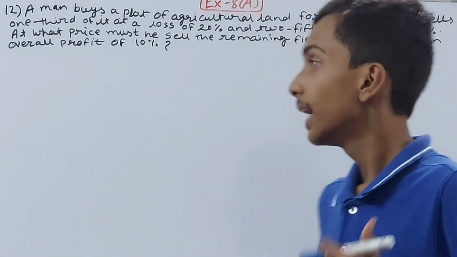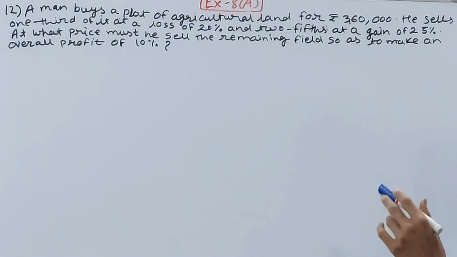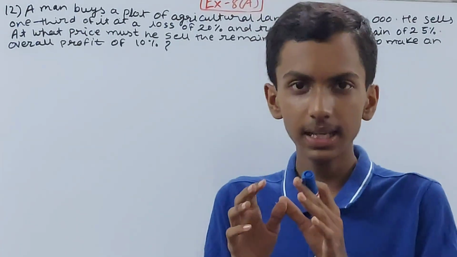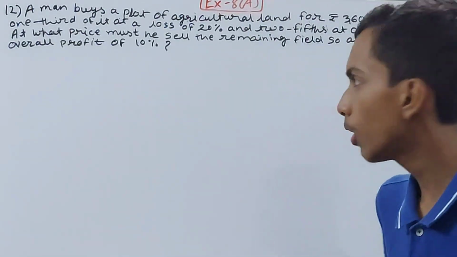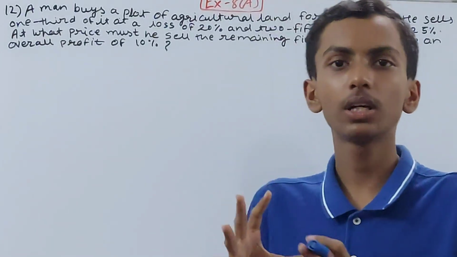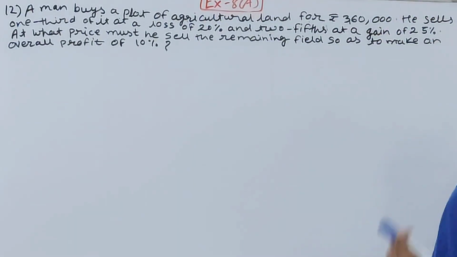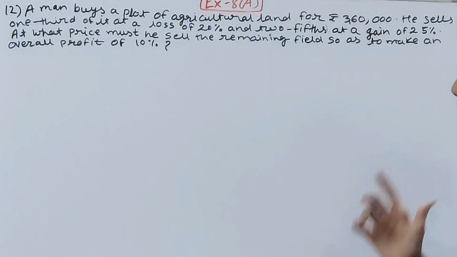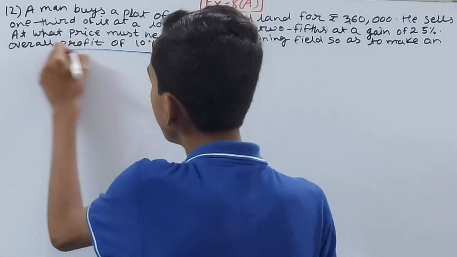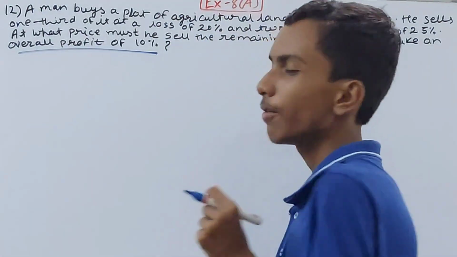Then he sold 2/5 of that land at the gain of 25%. So one third he sold for the loss of 20% and 2/5 of that he sold for the gain of 25%. Now at what price must he sell the remaining field so as to make an overall profit of 10%? Okay, overall profit of 10%.